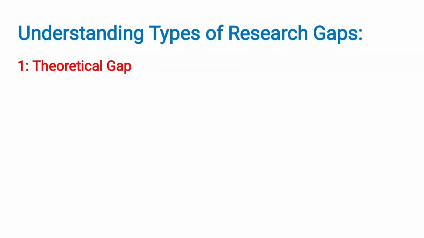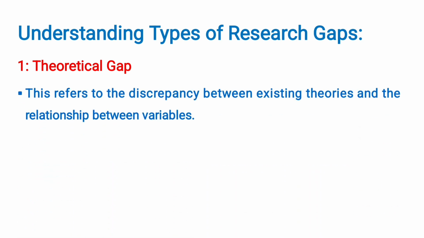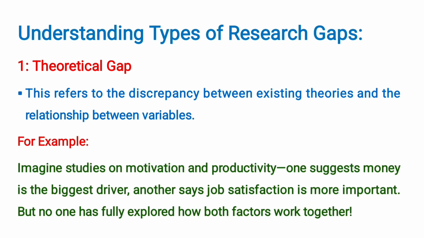Let's jump in. So among the 7 research gaps, first up we have the theoretical gap. That is the missing pieces in the puzzle. This gap happens when there is a missing link between theories, or when an existing theory doesn't fully explain a phenomenon. For example, imagine studies on motivation and productivity. One suggests money is the biggest driver, and another says job satisfaction is more important. But no one has fully explored how both factors work together. Boom! Here it is, your research gap, guys.